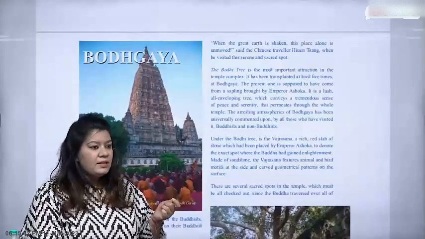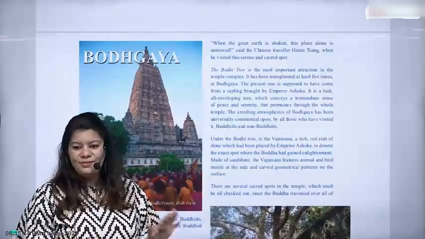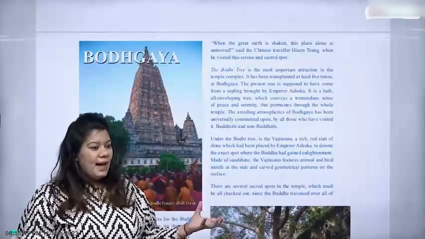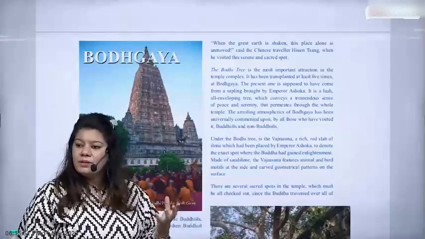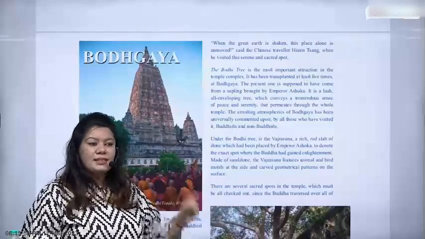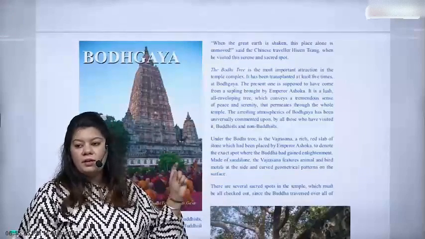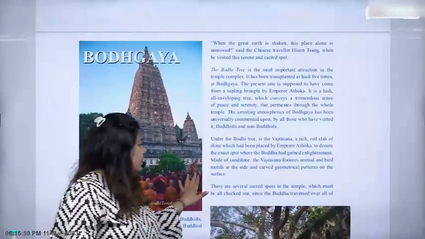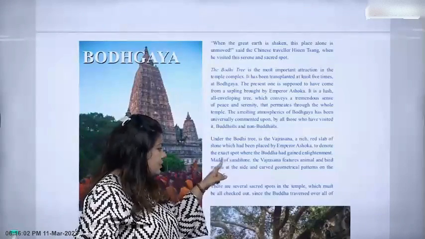So Vajrasan is not a yogic exercise. It is a stone or a slab which was brought by Emperor Ashoka to denote the exact spot on which Buddha attained enlightenment. Right? It was made of sandstone.